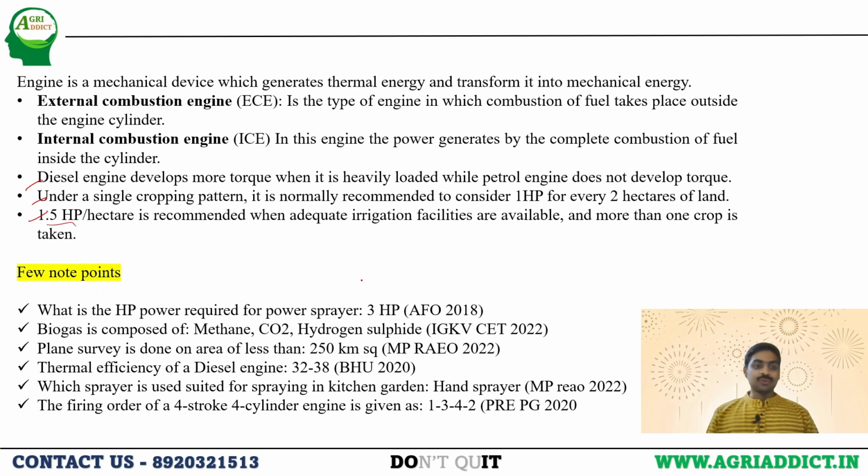Now a few note points from the exam point of view, these are a few things they have asked in the previous exams, which I have noted here. For the power sprayer, minimum HP is 3 HP, and composition of biogas is methane, carbon dioxide, and hydrogen sulfide. Please go on making note of these things. Thermal efficiency of the diesel engine, I already mentioned in the differences, was also asked in the previous exam. So I said that the thermal efficiency, the compression ratio and the major differences are important, and you can make a note of this. And the firing order is also very important. For the 4-stroke engine it is 1342.